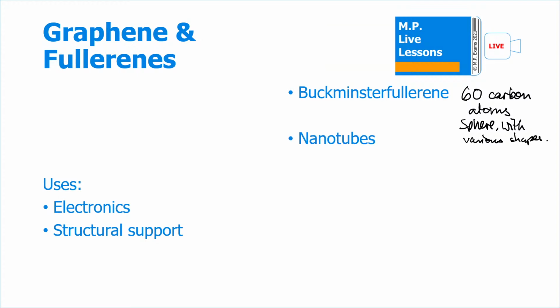Lastly, you have nanotubes, which are also like graphite, but instead are just tubes. And these uses, for example, have drug delivery and structural support as well.